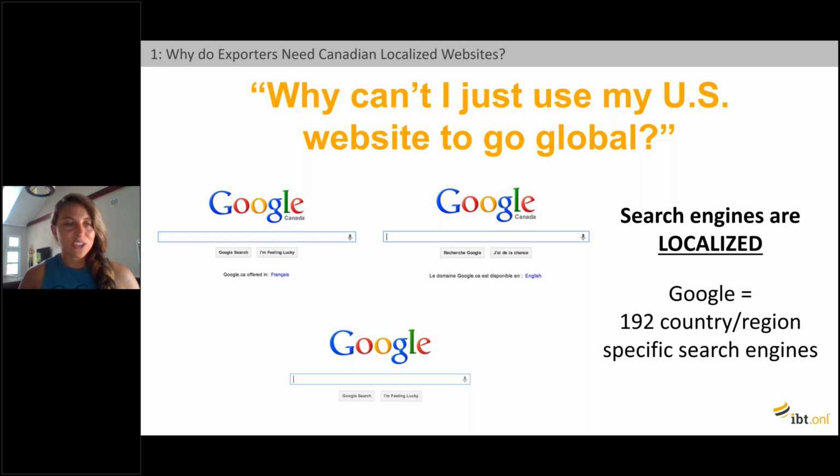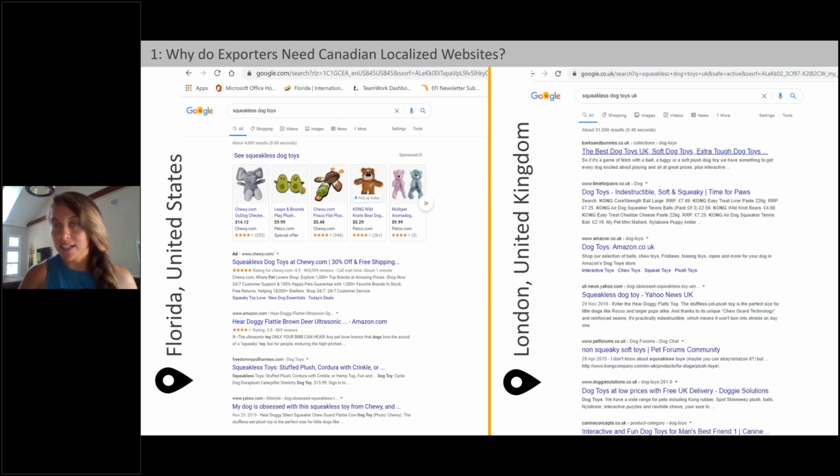So think of search engines like Google as lots of country-specific localized search engines. So it'll come up with results that are most relevant to the Canadian searcher.